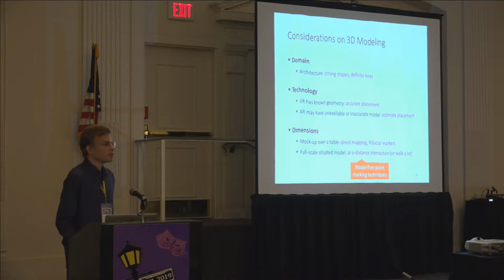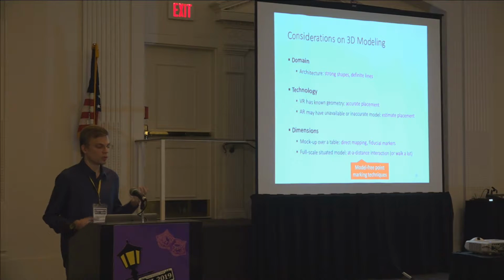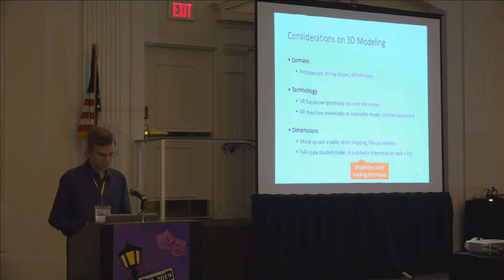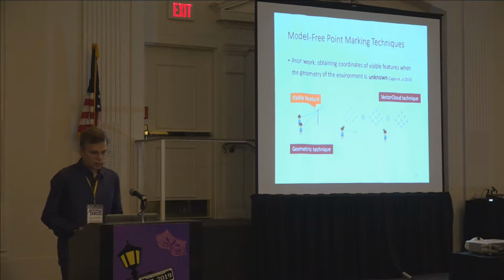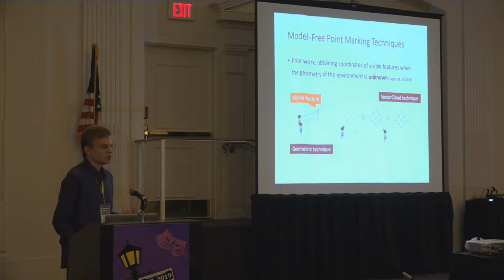And finally, the dimensions of the model. If we're modeling a mock-up over a table, we can use direct mapping, so we can use our hands to have a fine precision, and we can also use fiducial markers for tracking. On the other hand, when you're doing a full-scale situated model, you have to do at-a-distance interaction, otherwise we would need to walk quite a lot around the terrain. One way of doing this is using model-free point marking techniques. This allows us to obtain a coordinate in space without knowing the geometry of the environment.